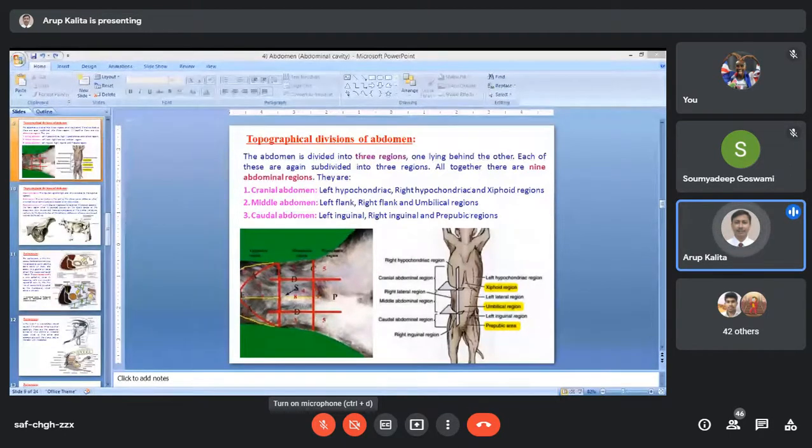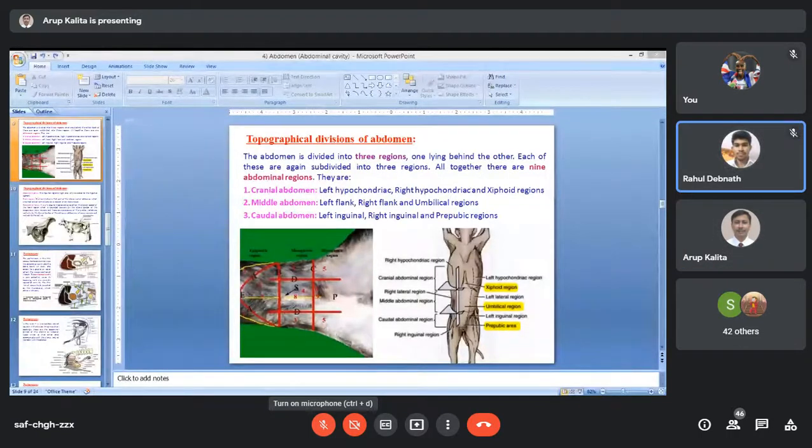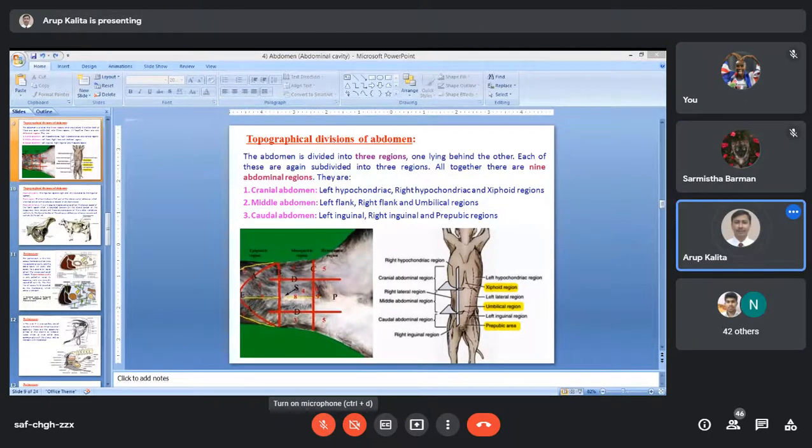This abdominal cavity notes I have given. Have you got it? Yes, sir. Okay then. Your examination will cover up to this area, up to today's class.